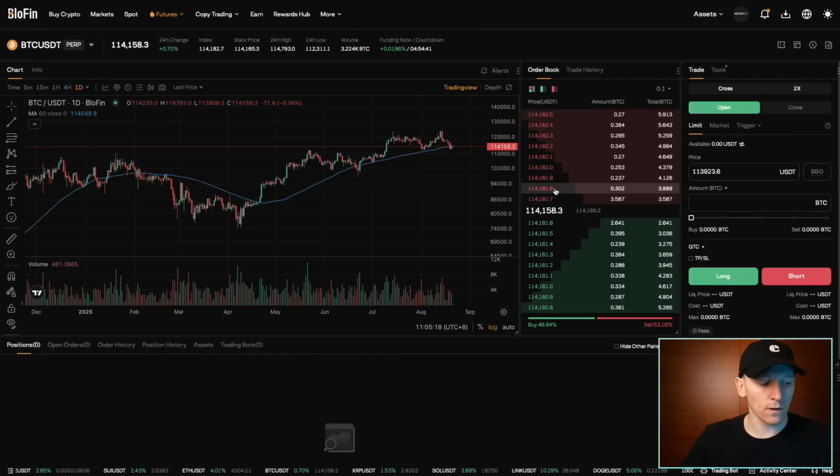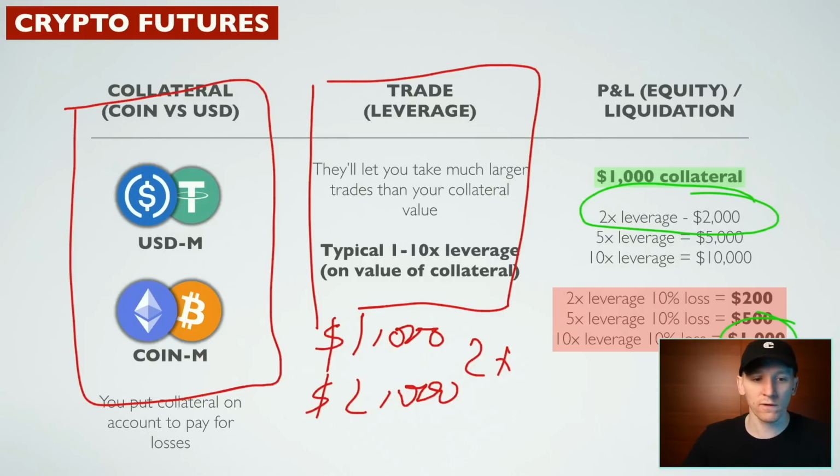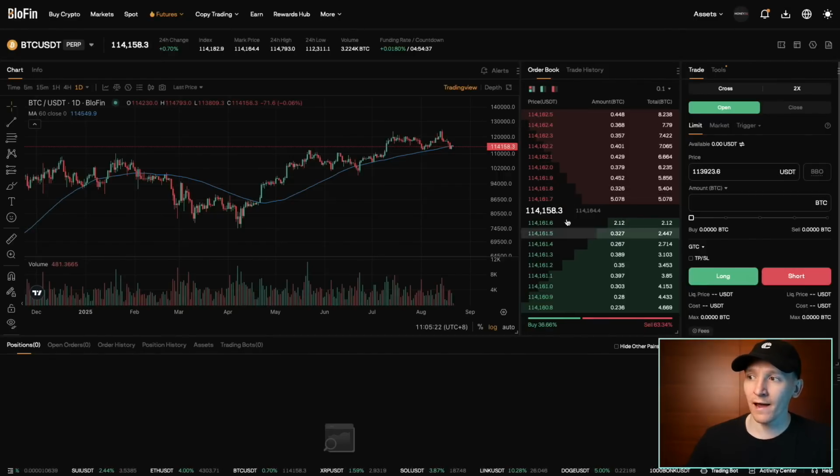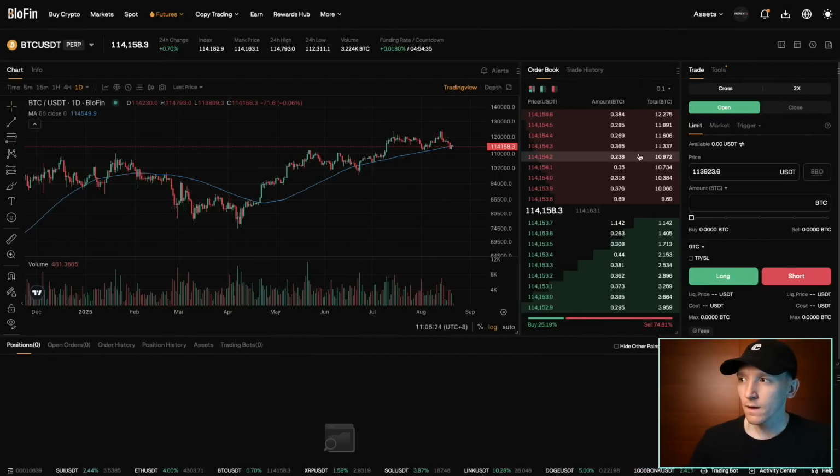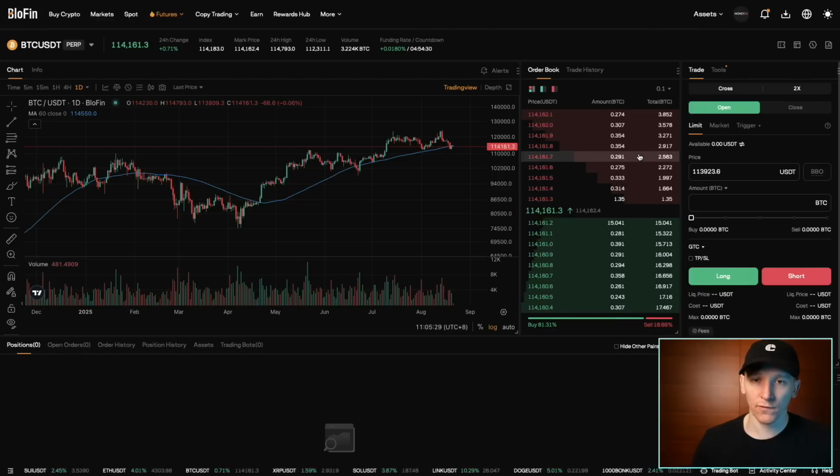So I'll explain leverage and if you want to use it and how to use it throughout this video. You don't have to use it if you don't want to, but we can, and we can increase profits and losses with leverage if you want to use it. Most people use stablecoin margin futures.